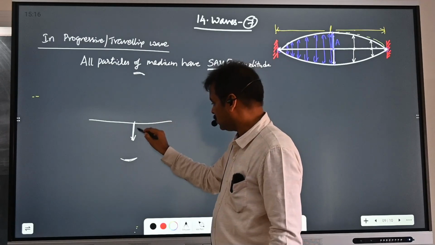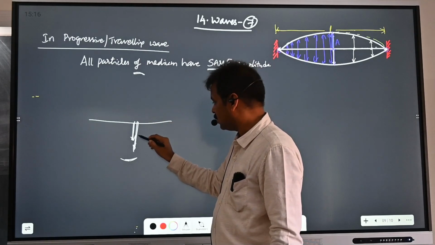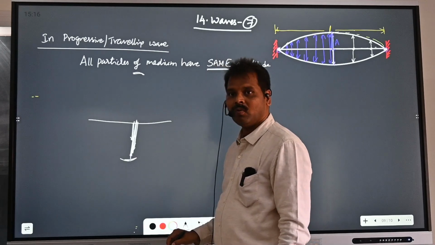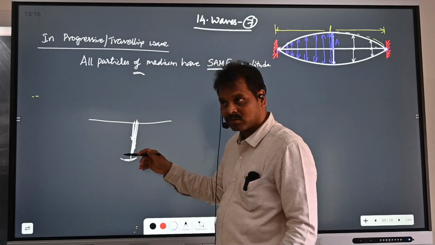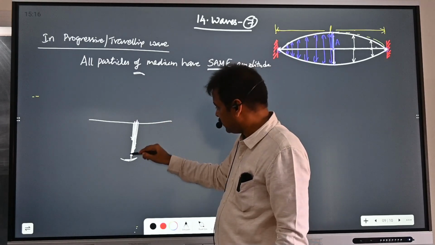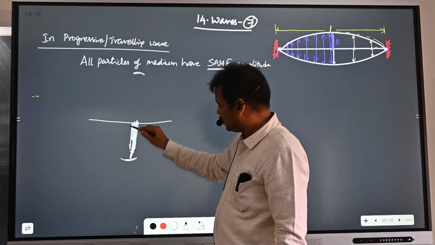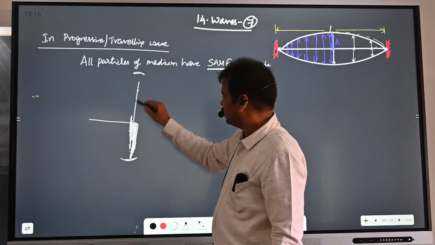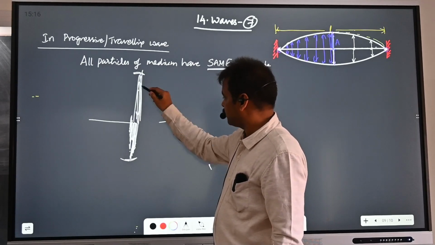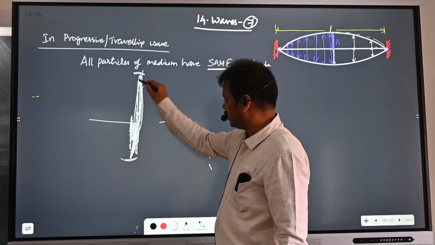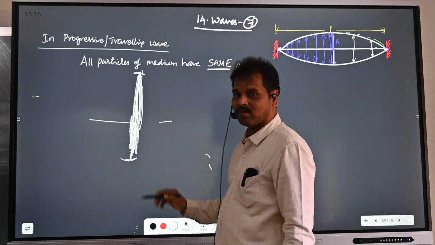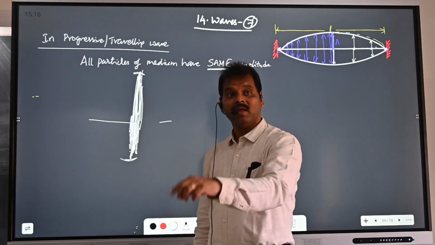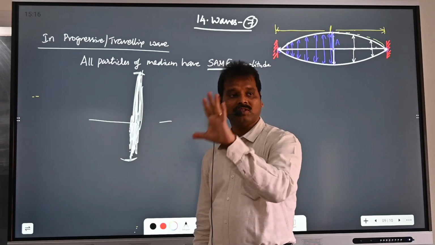Next photo. What is the meaning of this one? It is coming down. We are taking photos continuously. Then it decreases, then it starts going up, then coming down. Actually, everything happens in a straight line only. So displacement changes from time to time, and each particle will get a chance to reach maximum amplitude.